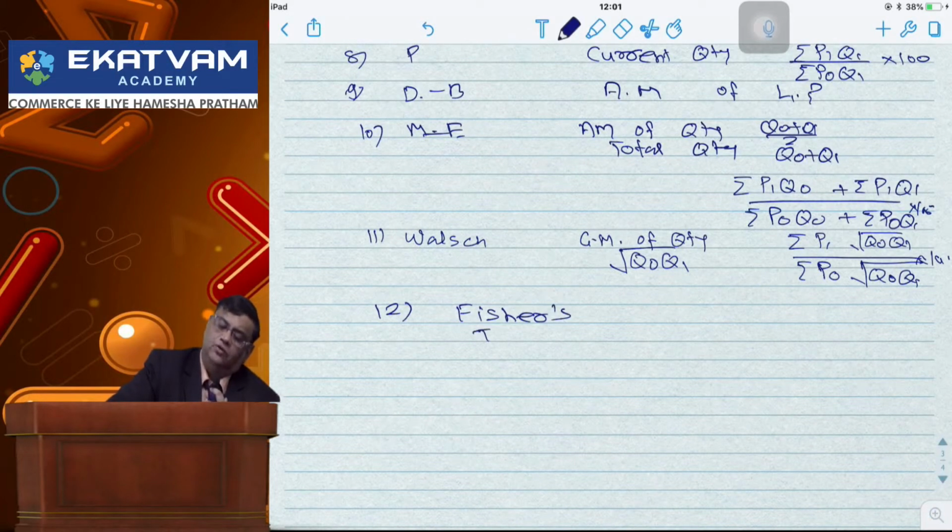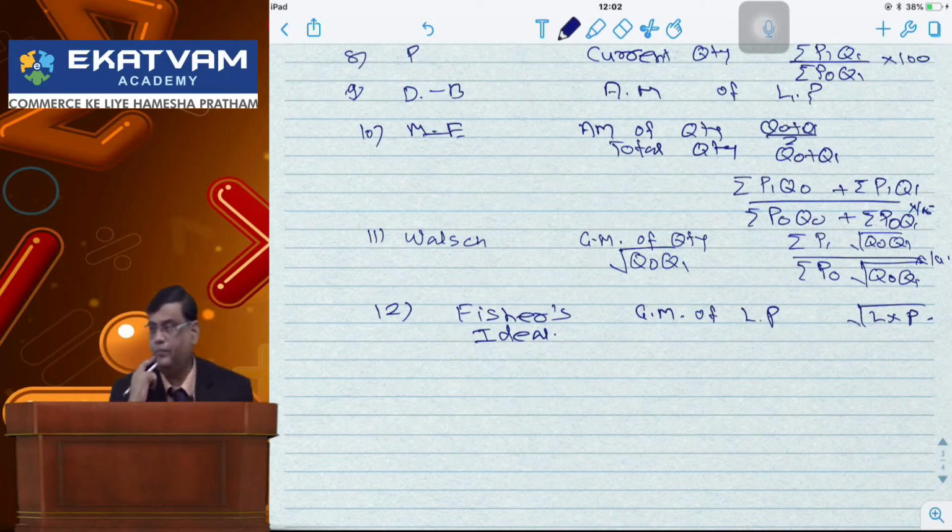And remember, this is known as what? Fisher's ideal index number. Now this is geometric mean of L and P. As such, this is root of L into P.